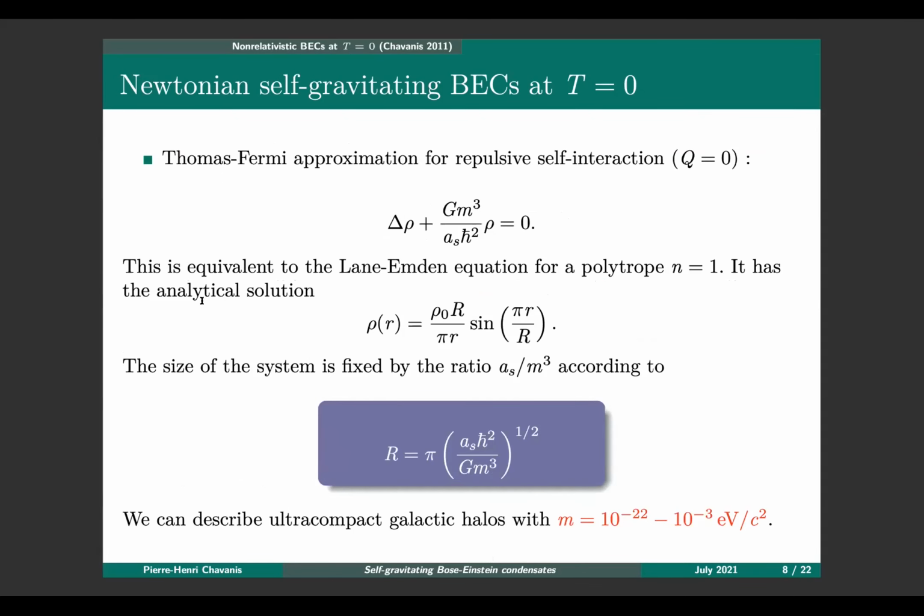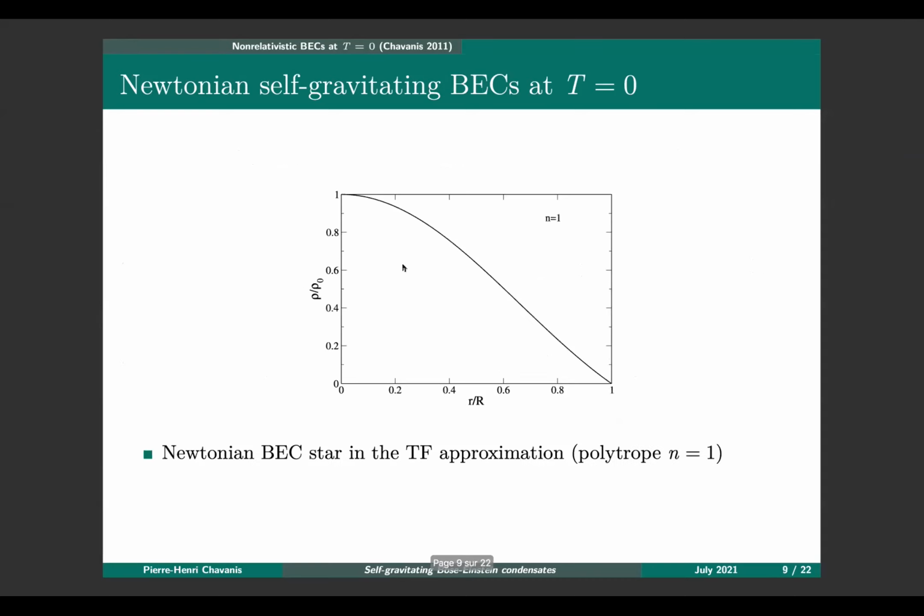If we now consider the opposite limit, where we have a strong repulsive self-interaction, so that we can make the Thomas-Fermi approximation, which amounts to neglecting the quantum potential. In that case, the differential equation takes a simple form. It becomes linear, which is equivalent to the Lane-Emden equation for a polytrope n = 1. And then in that case, it can be solved analytically, leading to this profile represented here. So in that case, the density vanishes at some finite radius.